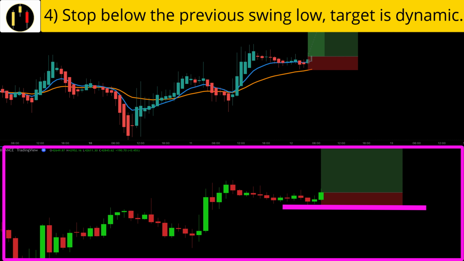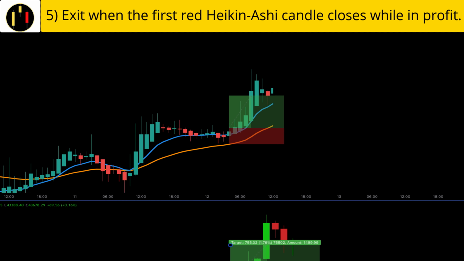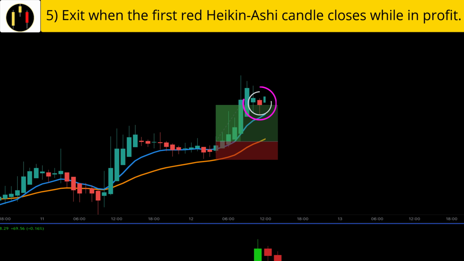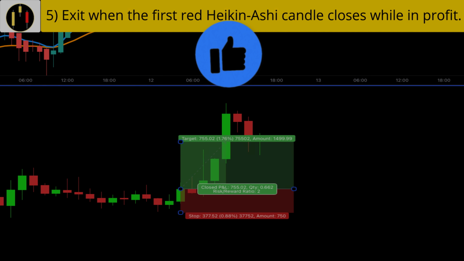We enter on the standard Japanese candlestick chart, placing the stop below the previous swing low, and target is dynamic. We exit the trade when the first red Heikin-Ashi candle closes while in profit. And in this case, the profit is 2 times risk.